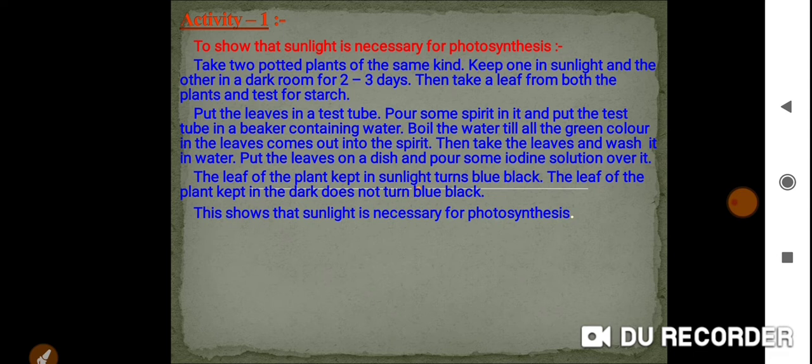In which leaf the starch is there, meaning the plant that absorbed sunlight, only it can convert that into the starch, that is nothing but glucose. Are you getting my point? So for this test we need iodine solution.